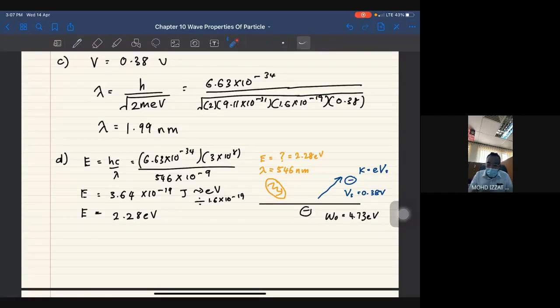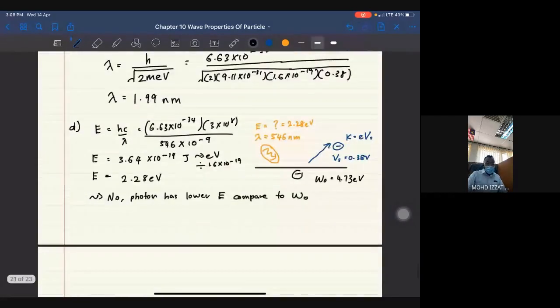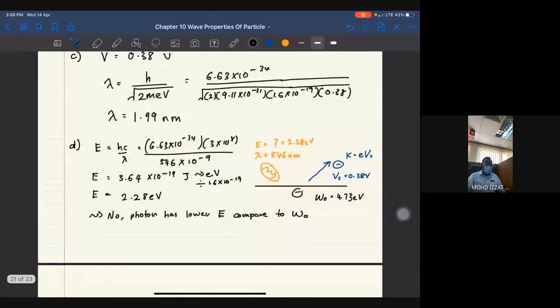Okay, now back to the question. Does the electron being ejected or not? No, sir. No, okay. So the answer will be no. Since the energy of the incident light is smaller compared to the work function. Okay, so that's about it for question D.